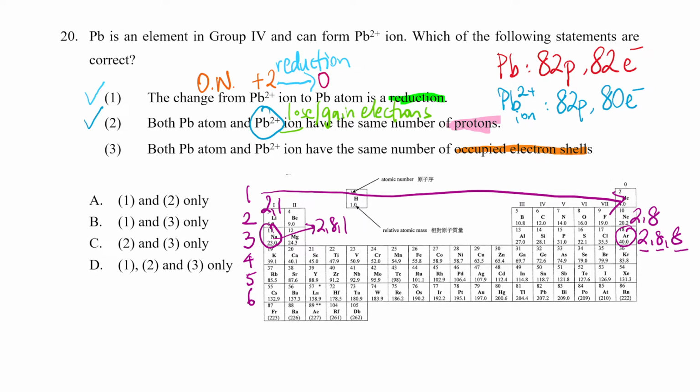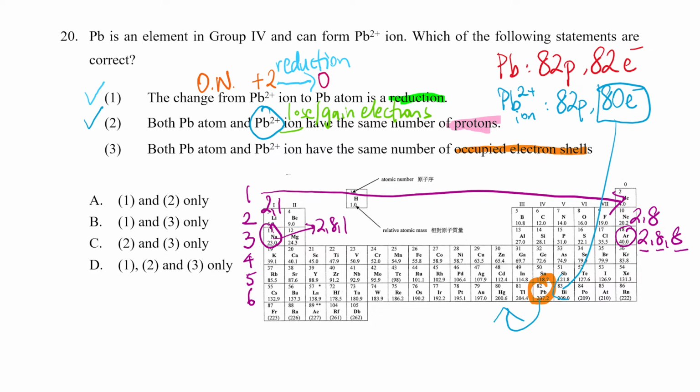And lead was over here. Let me highlight it. Lead is this one here. So lead originally is in period 6. Now how about the lead 2+ ion? When it's the lead 2+ ion, I have 80 electrons here, 80. So basically I've moved 2 positions back. So you can see it's still in the 6th period.